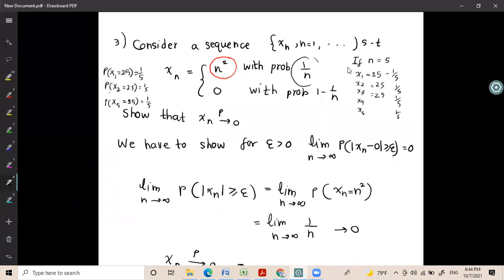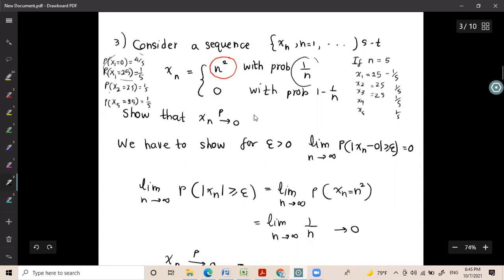The value of Xn is 0 otherwise. So what does that mean? The probability X1 equals 25 is 1 over 5. The probability that X1 equals 0 is 4 over 5. Likewise, you can write the complements one by one. That's just to explain the idea of this given information.